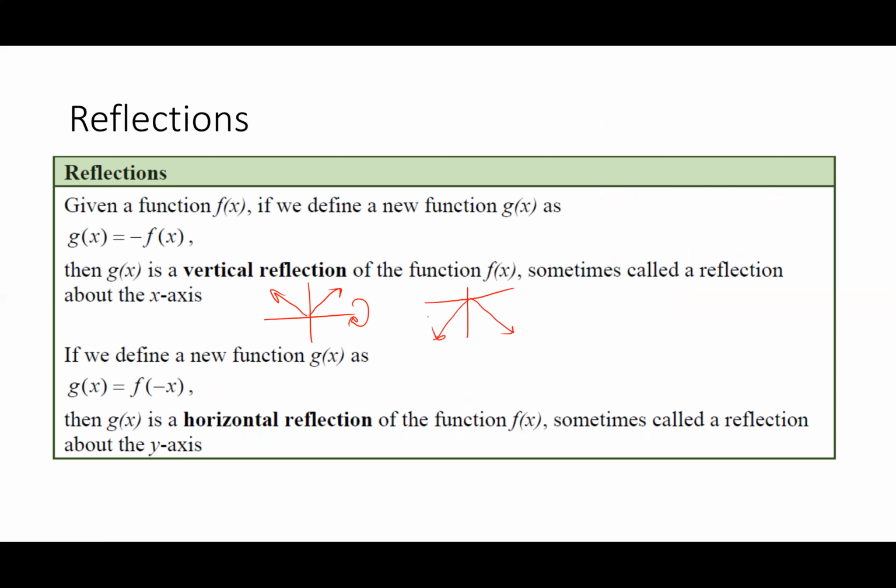Okay, the vertical componentry would reflect. I really like the language about the x-axis. I feel like it's a little bit more clear. And the way that that happens is by negating the y values. That's going to be a negative multiplicatively on the outside of the function.